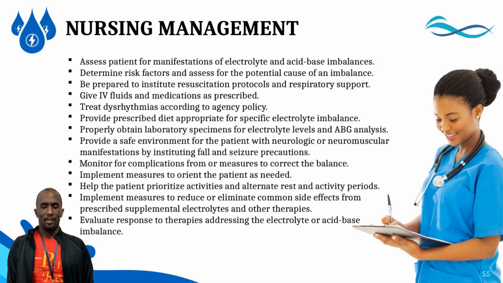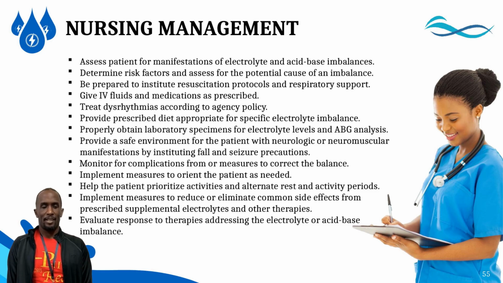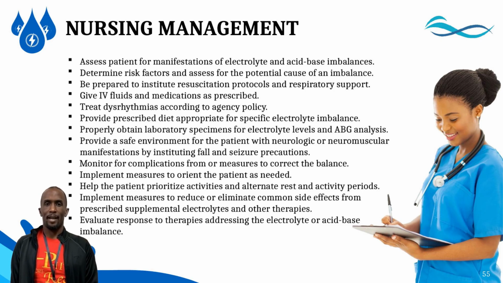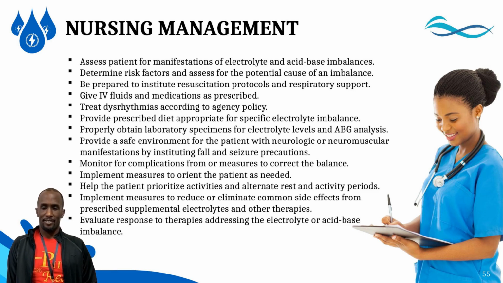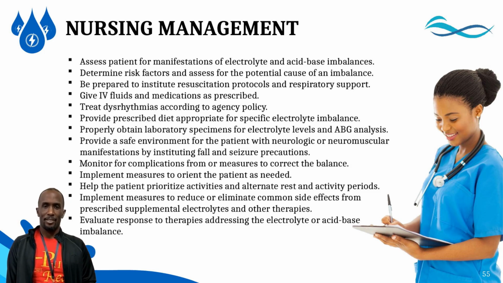Now let's review the nursing management of electrolyte and acid-base imbalances. First, we must assess the patient for signs and symptoms of imbalances and identify potential risk factors or causes. If needed, we should be ready to initiate resuscitation protocols and provide respiratory support. Management may include giving intravenous fluids, medications, or a prescribed diet, and treating any cardiac dysrhythmias according to policy. We also play a vital role in obtaining lab specimens for electrolyte levels and ABGs.